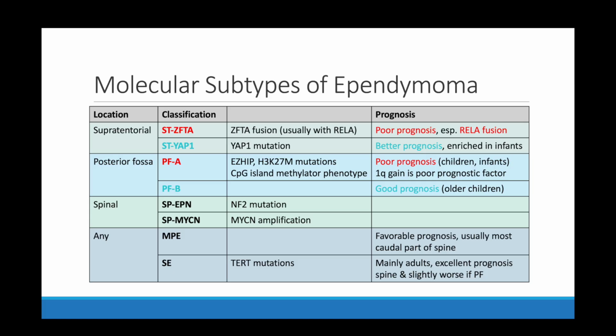The spinal subtype, so there's SP-EPN and SP-MYCN. So EPN is associated with NF2 mutation and MYCN is associated with MYCN amplification. And then finally, that brings us to the subtypes that can occur in any location. So these are the myxopapillary ependymoma and the subependymoma. The myxopapillary ependymoma is typically a favorable prognosis, usually occurs in the most caudal part of the spine. And then the subependymoma is associated with TERT mutations, mainly occurs in adults, has an excellent prognosis if it's in the spine, slightly worse if it's in the posterior fossa. So these are, in a nutshell, the different molecular subtypes that we see for ependymomas.